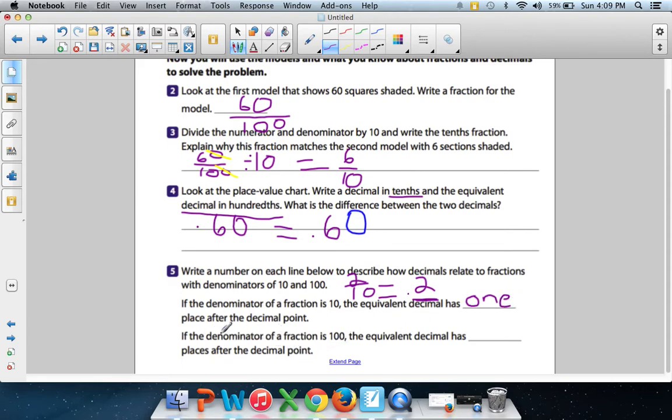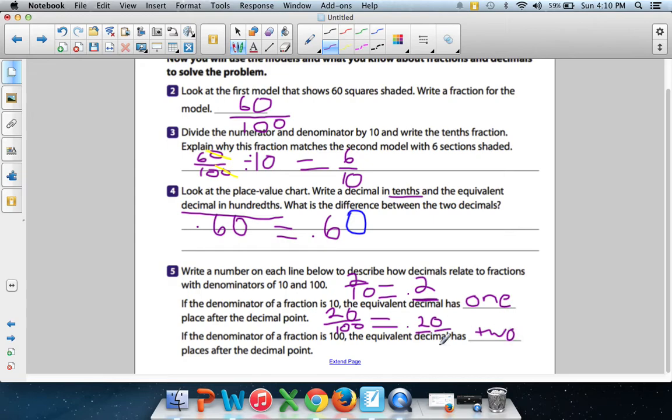If the denominator of a fraction is 100, so like if it was 2 over 100, for example, the equivalent decimal has blank. Well, remember, so not 2 out of 100. Let's put 20 out of 100 to keep them the same. The decimal is going to be point with a 2 and a 0. So how many numbers is that? That is 1, 2. It has 2 places after a decimal point.